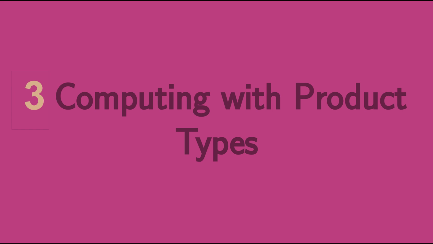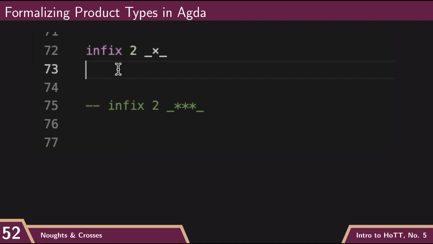So let's jump into Agda. In order to introduce product types into our Agda formalization, we're going to make use of a new syntax, which we haven't seen so far, which are record types. So here's how we declare a record type.